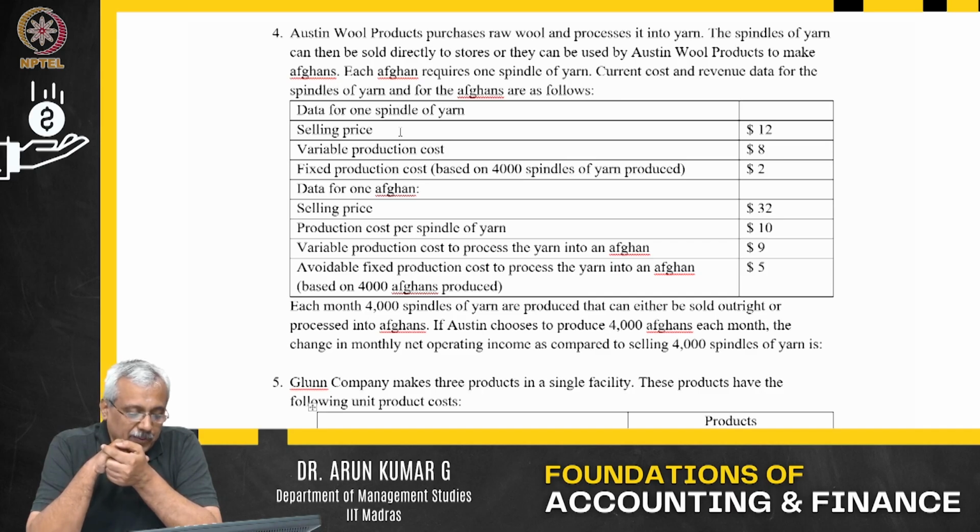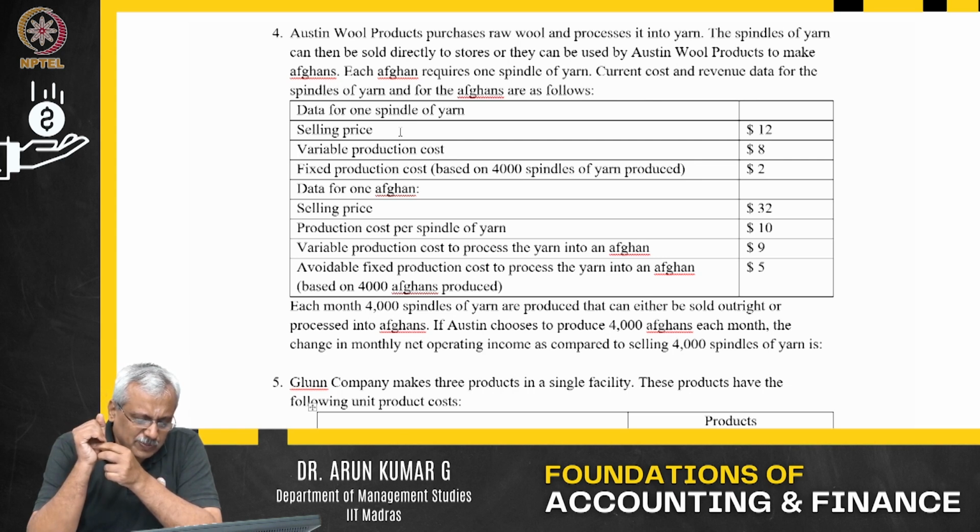Data for one spindle of yarn: selling price is $12, variable cost of production is $8, fixed cost of production based on 4,000 spindles of yarn produced is $2. Data for afghan: selling price is $32, production cost per spindle of yarn is $10, that is variable cost 8 plus fixed cost 2. Variable cost of production for processing the afghan is $9, fixed production cost for afghan is $5.